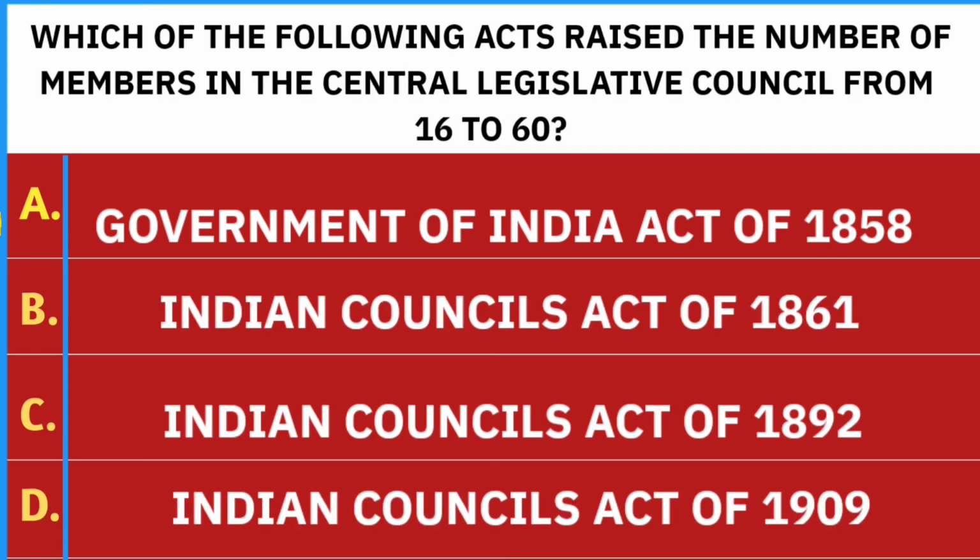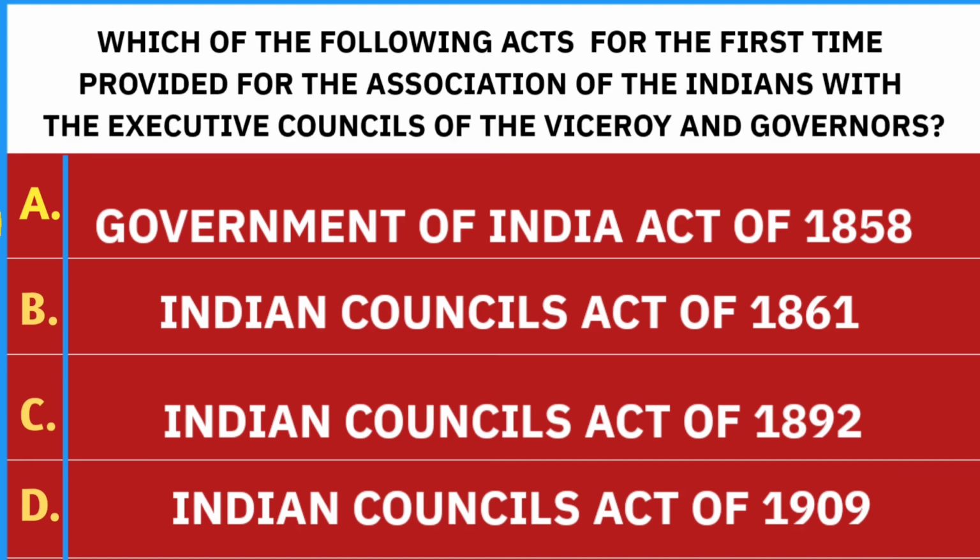Which of the following acts raised the number of members in the Central Legislative Council from 16 to 60? The right answer is D. Indian Councils Act of 1909. Which of the following acts for the first time provided for the association of the Indians with the executive councils of the Viceroy and governors? The right answer is D. Indian Councils Act of 1909.